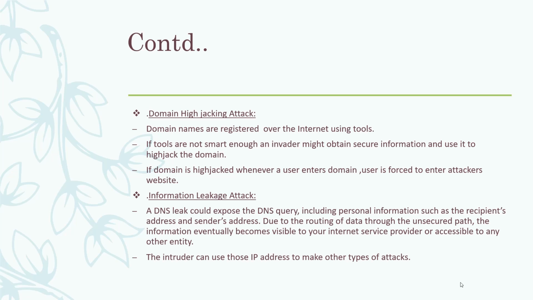Information leakage attack. A DNS leak could expose the DNS query, which will include personal information such as the recipient's address and sender's address. Due to the routing of data through an unsecured path, the information eventually becomes visible to the internet service provider, or it is accessible to any other entity. Now the intruder can use those IP addresses to make other types of attacks.